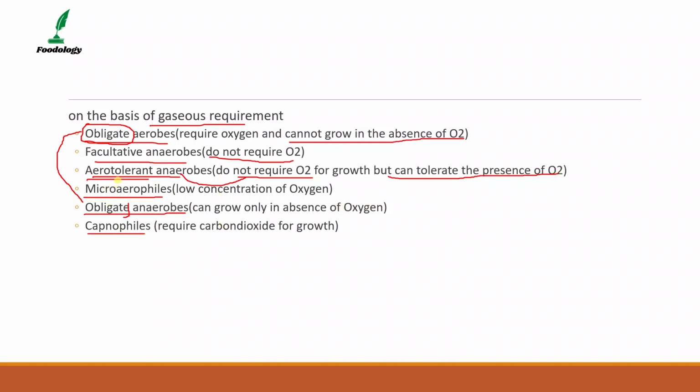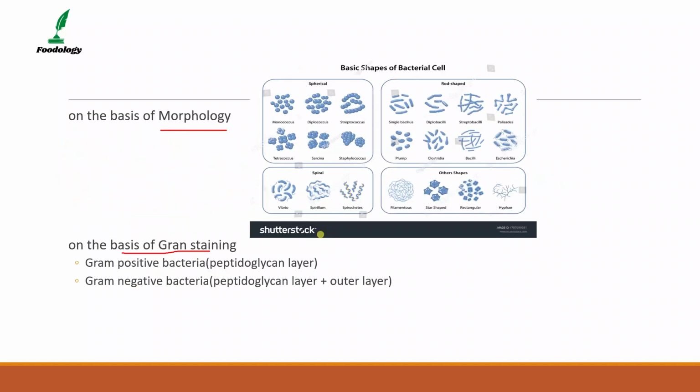Then we have microaerophiles. So a low concentration of O2 or oxygen is required. Then we have capnophiles, which require carbon dioxide for growth. I believe this slide is very clear to you.